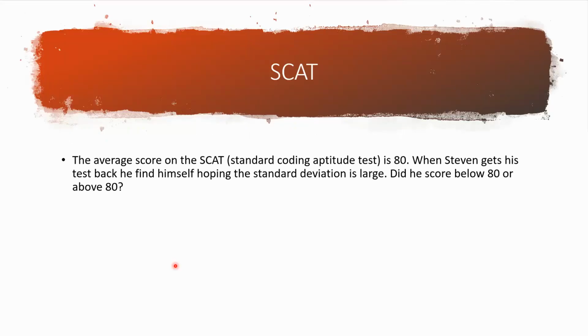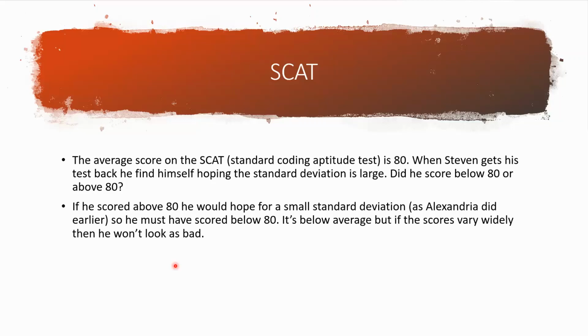Now let's turn it around. The average score on the SCAT, Standard Coding Aptitude Test, a test I just made up, is 80. When Stephen gets his test back, he finds himself hoping the standard deviation is large. Did he score less than average or above average, above 80? Well, if he scored above 80, he would hope for a small standard deviation, as Alexandria did earlier. So he must have scored below 80.